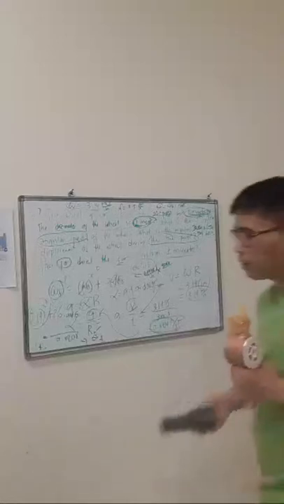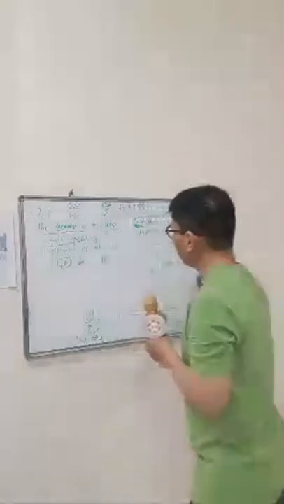So, 300 times 30. Basically it's 400 or so. I will check if it is really correct or not. Let's see the answer later.